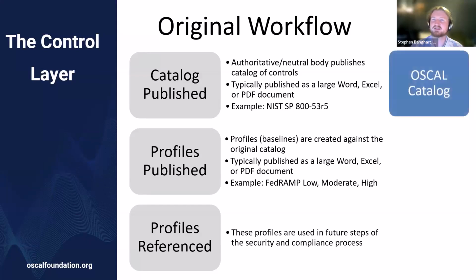To represent this in OSCAL is a very clean mapping of these concepts into a machine-readable, machine-processable format. The OSCAL catalog model is the machine-readable piece of OSCAL that allows us to express this catalog piece. So instead of a large Word, Excel, or PDF document, an authoritative or neutral body would instead publish an OSCAL catalog. That is the specific purpose of that model inside OSCAL.